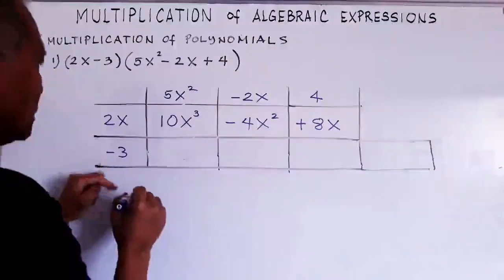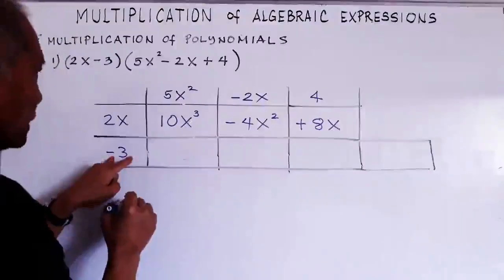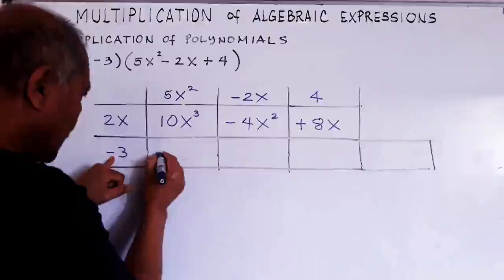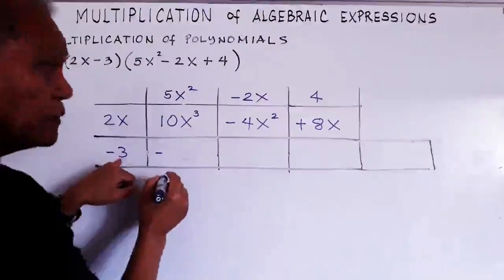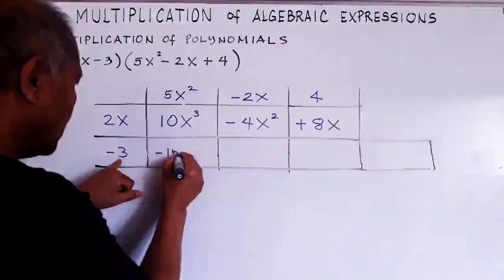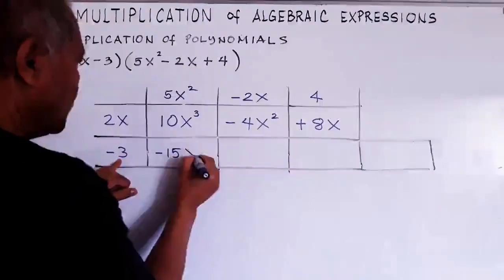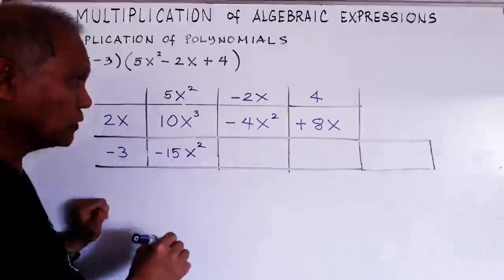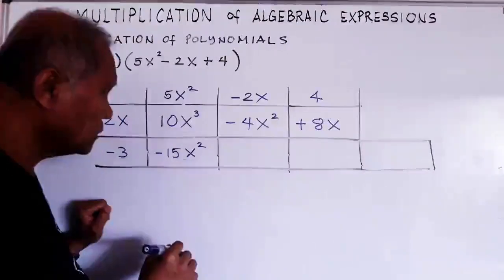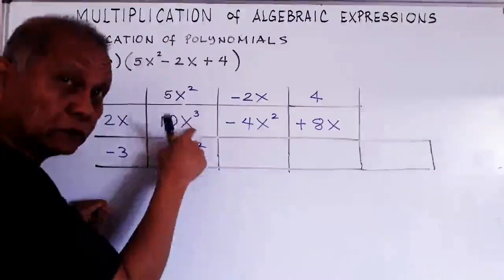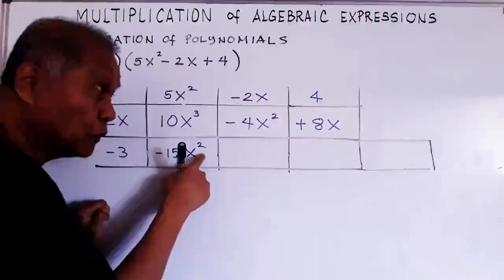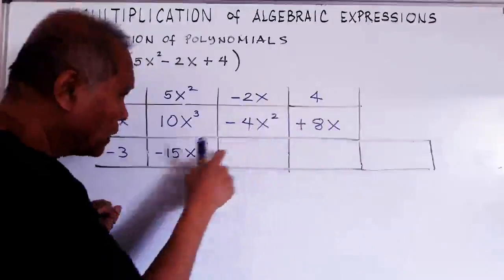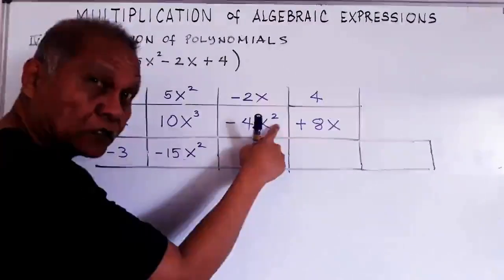Next is this one. Negative 3 times positive 5 is negative 15, and then we have the x squared. You see? So you'll be confused now. You cannot add this one because this one is 3, this one is 2. We cannot add the 2 and the 8x there, just like before. We add this x squared with the x squared here.